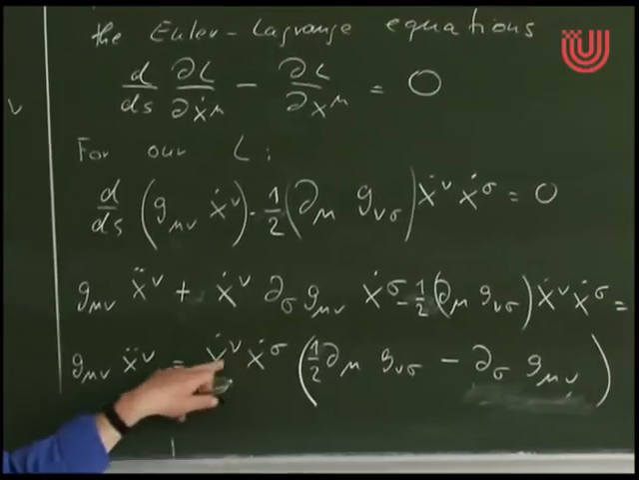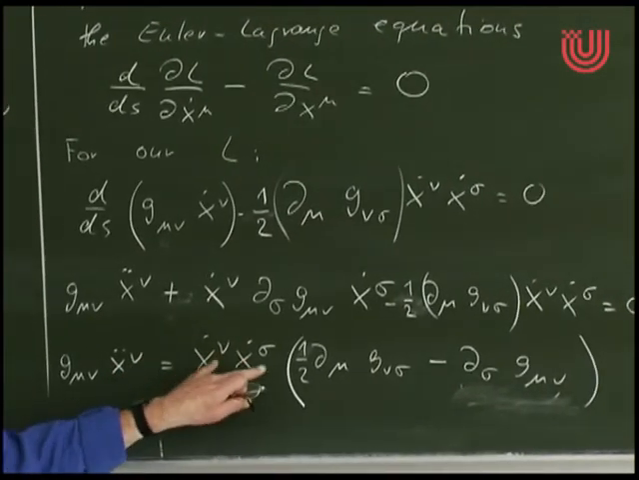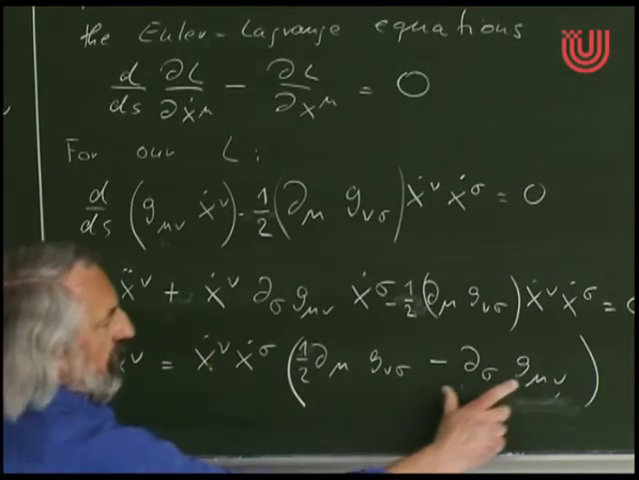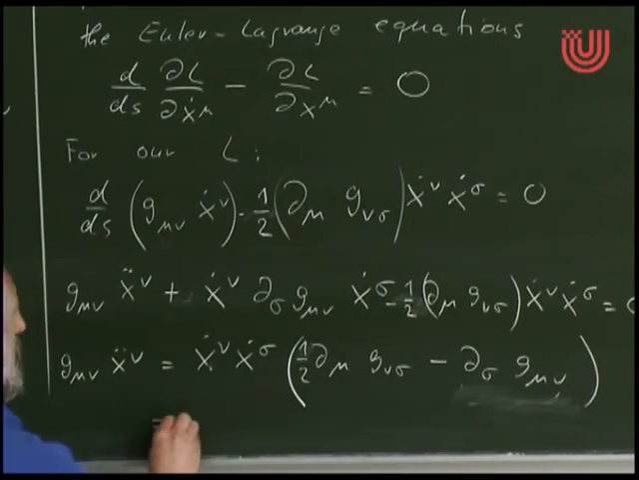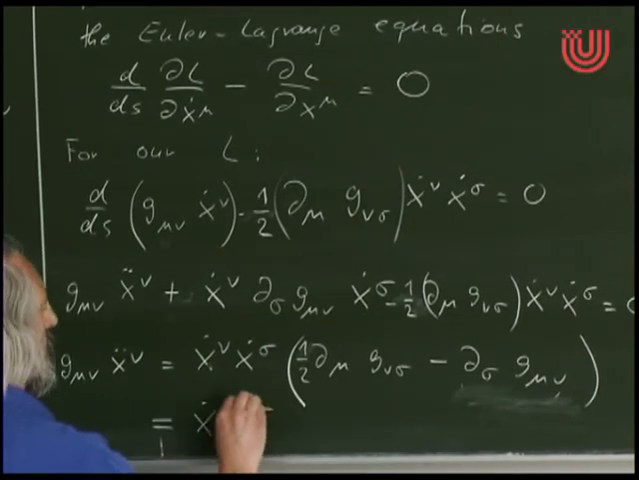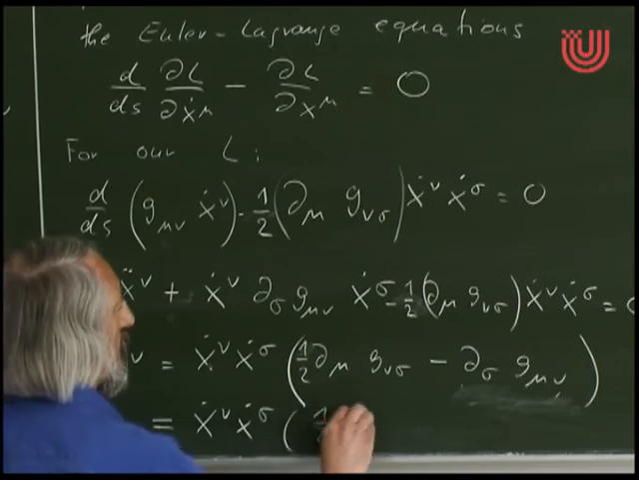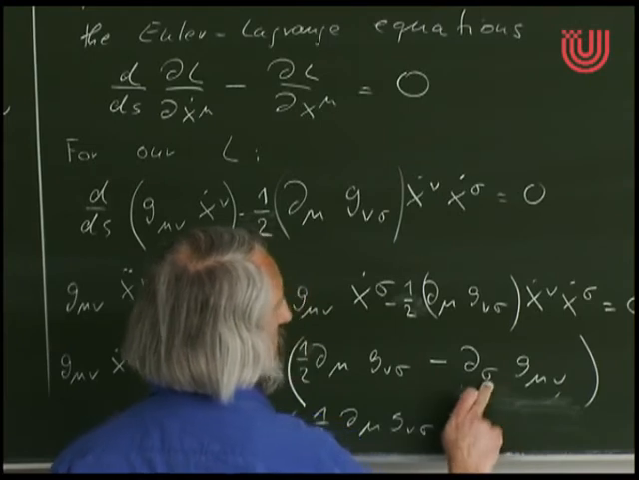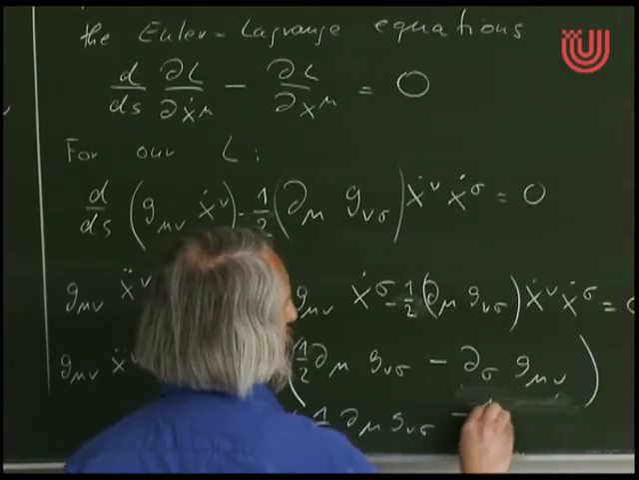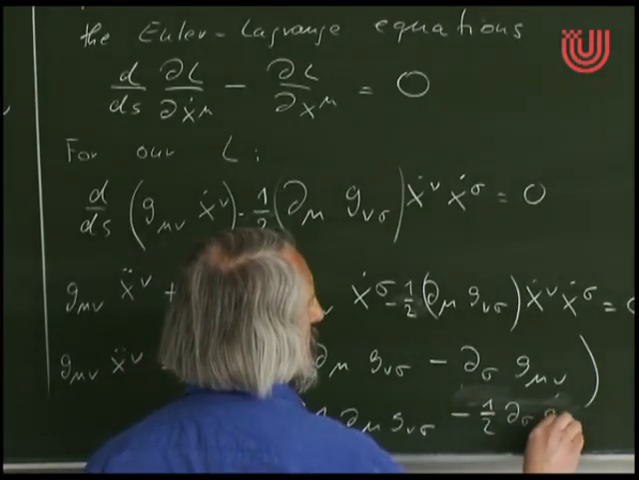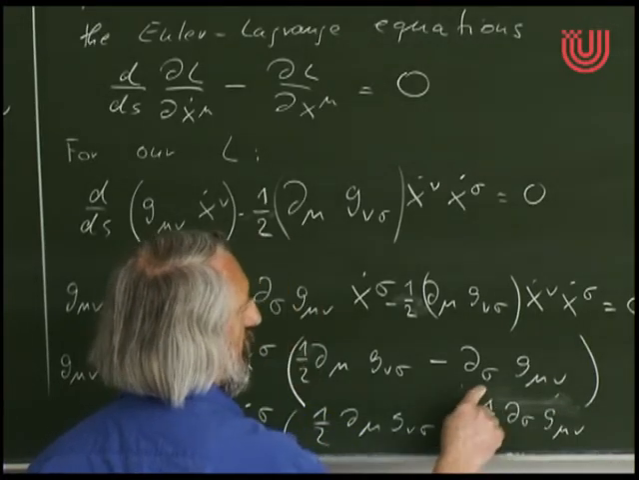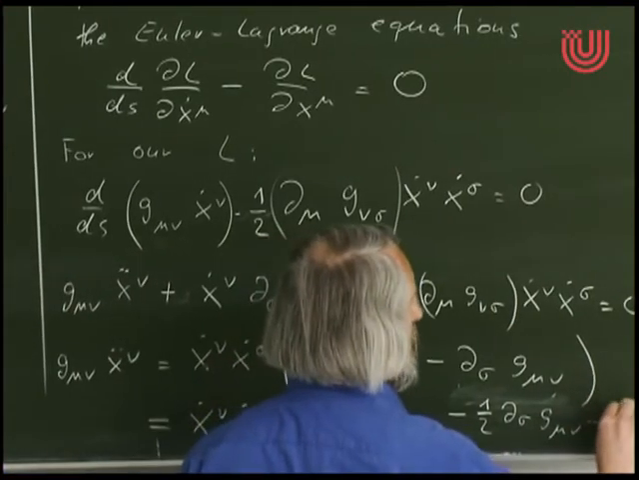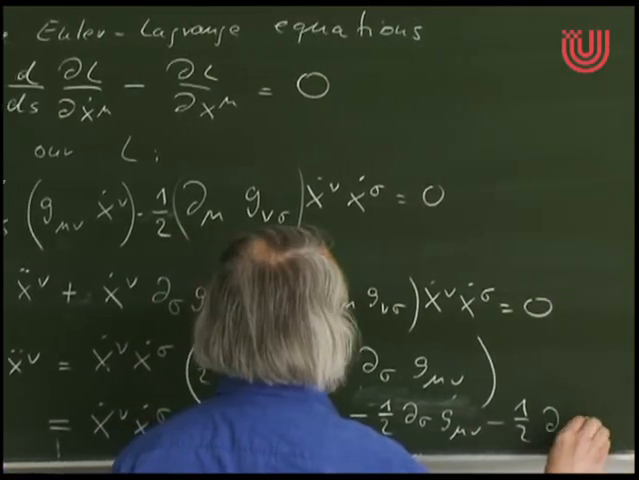because here I have x nu dot x sigma dot, which is symmetric. If I interchange the two indices, I could also interchange the two indices here. So I could write this as x nu dot x sigma dot, 1/2 d mu g nu sigma. And then I could write this term twice, once in this form, d sigma g mu nu, and then with sigma and nu interchanged, because it doesn't matter if I interchange the two indices. So that would still be the same thing, right?